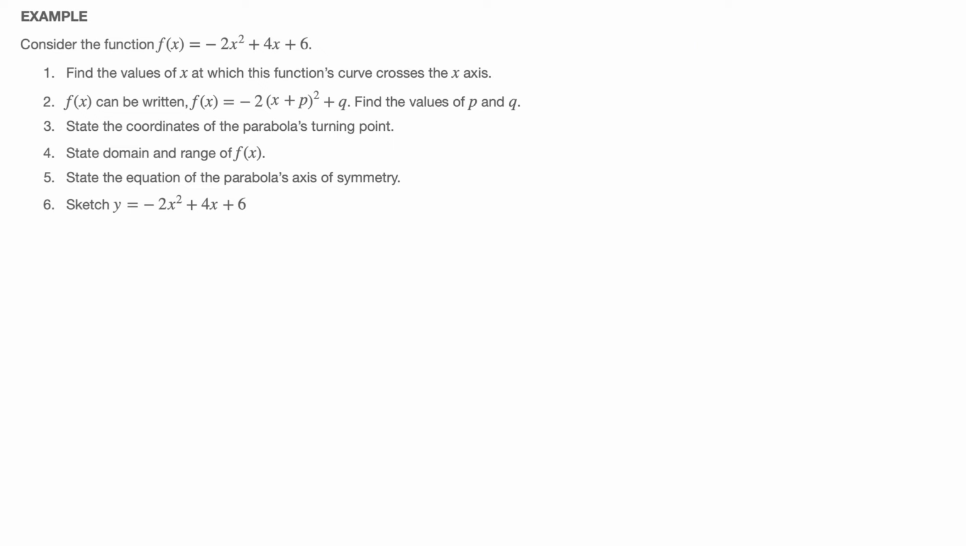Now, getting that out of the way, to find them, if I copy f of x, which equals negative 2x squared plus 4x plus 6, but I'm going to replace f of x by 0, that's going to become 0 equals negative 2x squared plus 4x plus 6. Okay, that's for question 1.